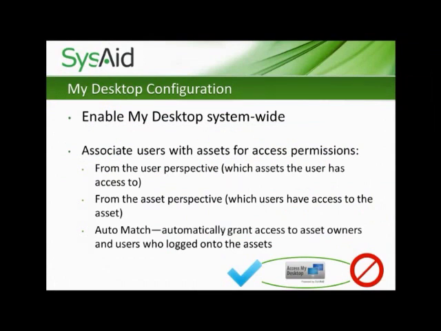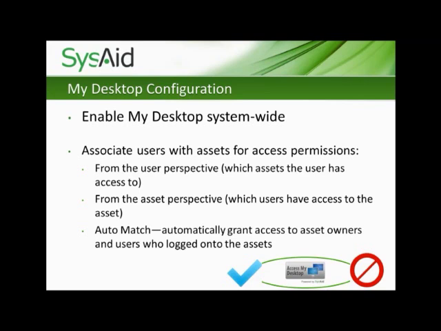So My Desktop configuration is quite simple, actually. All you have to do, there's one checkbox you need to check to enable My Desktop for the entire system. Basically, add the icon to the end user portal for My Desktop. Okay, that's the first configuration. It needs to be done once for the entire system to basically trigger My Desktop on.